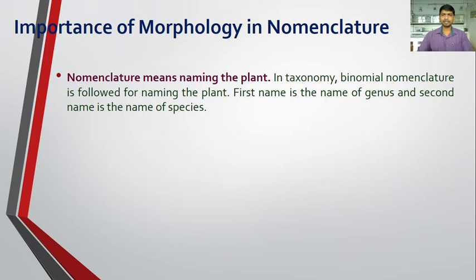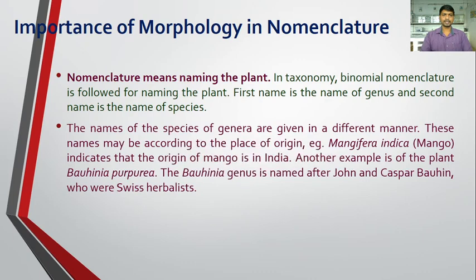In taxonomy, binomial nomenclature is followed for naming the plant. The first name is the name of the genus and the second name is the name of the species. The names of the species and genera are given in different manners. These names may be according to the place of origin. So the naming of the plant has been done with the use of morphology.